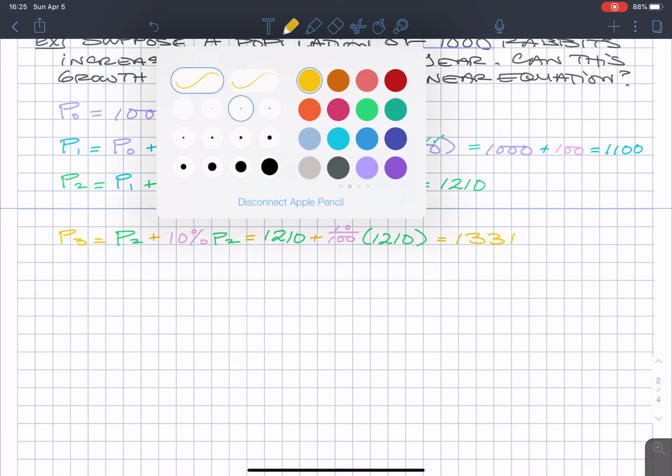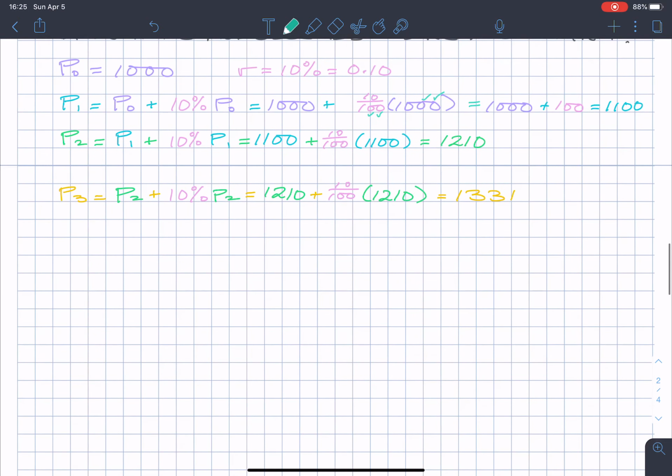Okay, so let's see, is this linear? Well, let's note: is there a common difference, d, between each term?